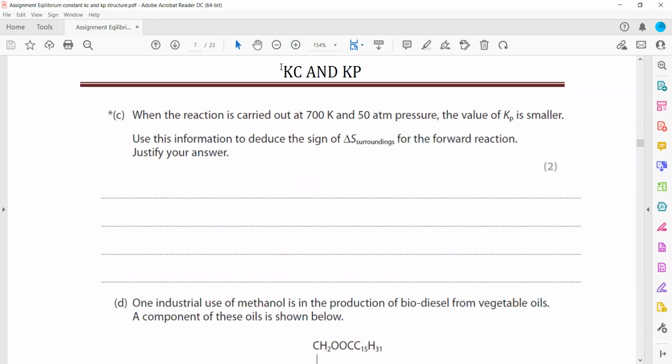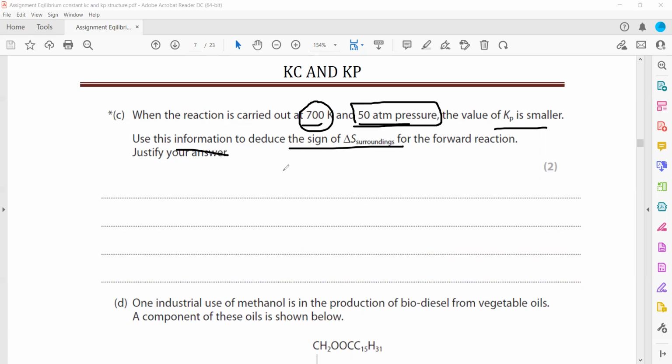When this reaction is carried out at 700 Kelvin and 50 atm, the value for Kp is small. Use this information to deduce the sign of the entropy change of the surroundings for the forward reaction. So when the reaction is carried out at 700 Kelvin and 50 atm pressure, the value of Kp is small. Using this, we have to deduce the sign.